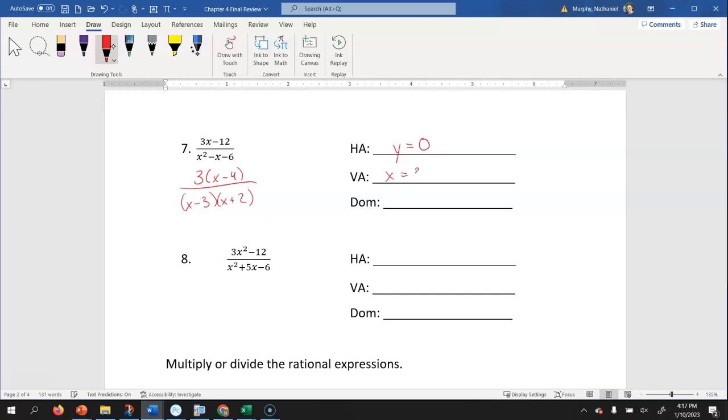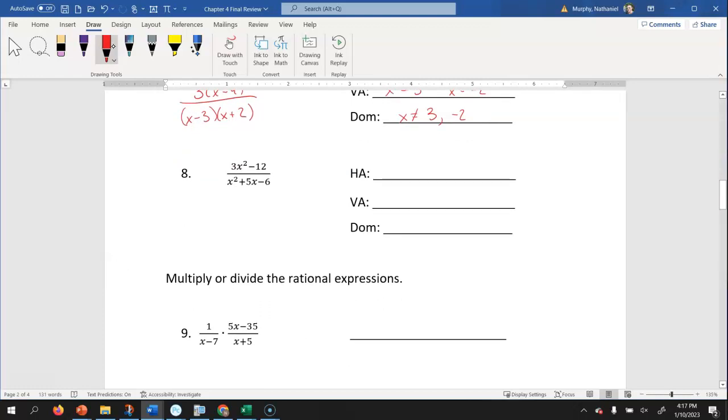So we would get x equals +3. If I set x minus 3 equal to 0, I would get x equals +3. If I set x plus 2 equal to 0, I would get x equals -2. So those would be my two vertical asymptotes. And for my domain, we can say what x can't equal here. So x can't equal 3 and x can't equal -2.